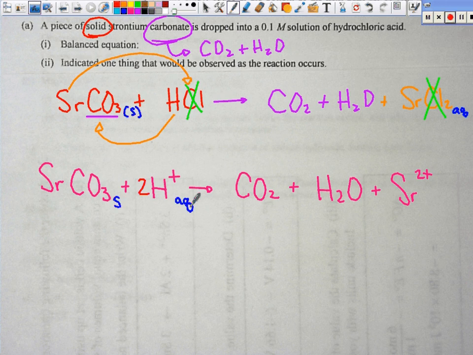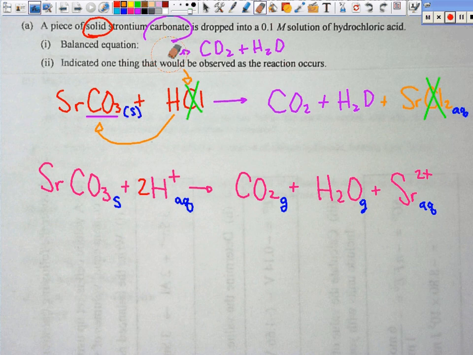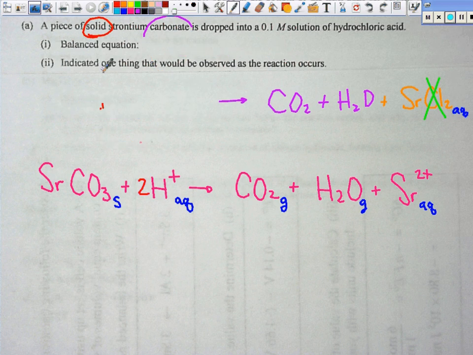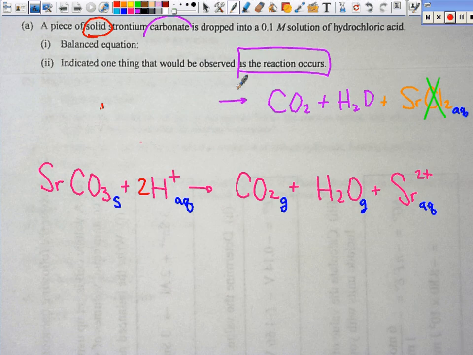Look at the question: indicate one thing that would be observed as the reaction occurs. Joey, very well done. Why is it bubbles? Because there's gas being produced. You went from an aqueous, you dropped a solid down in it. There are signs of a chemical reaction: bubbles, color change, heat and light, rust, solid precipitate. Again, bubbles is one of them. So that's exactly what would have occurred here.